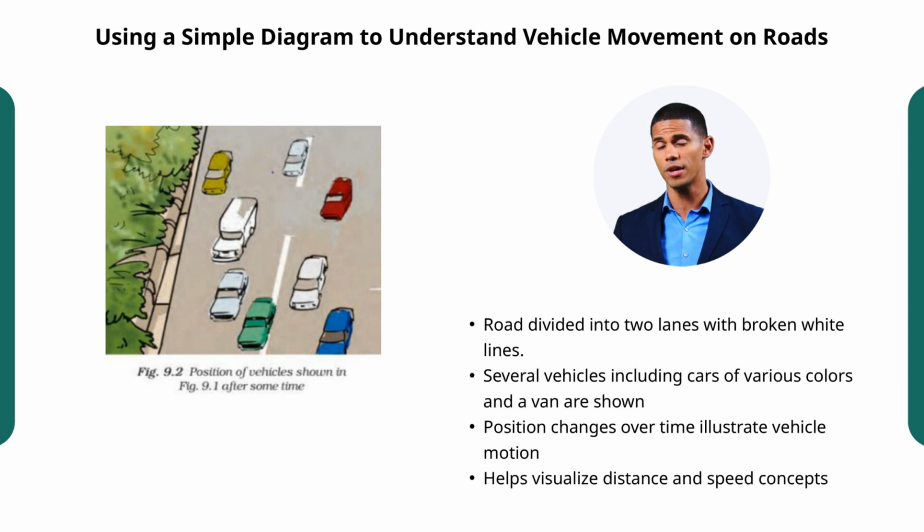The positions of the vehicles have changed compared to figure 9.1. Some have moved forward more than others. By comparing these positions and knowing the time elapsed, we can calculate the distance each vehicle traveled.